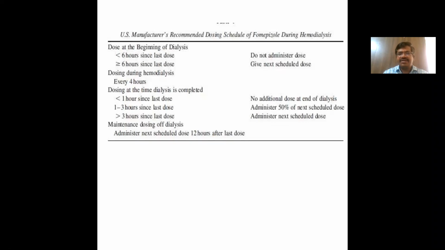If it is more than 6 hours, you have to give the next dose. But during hemodialysis, every 4 hours, if dialysis is completed in less than 1 hour, no additional dose. But if it is 1 to 3 hours, you have to administer 50% of the next dose. If it is more than 3 hours, at the next scheduled dose, we have to give the full dose. So the maintenance dose after dialysis, you have to administer within 12 hours after the last dose.